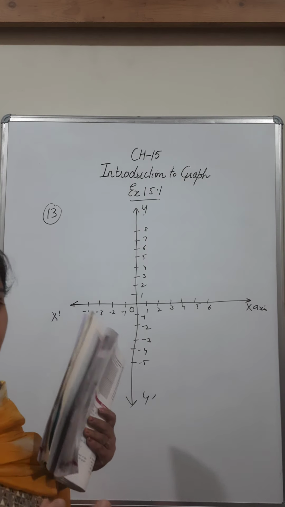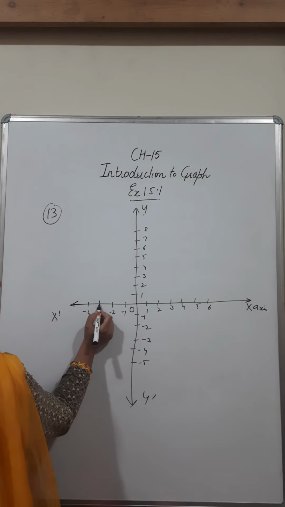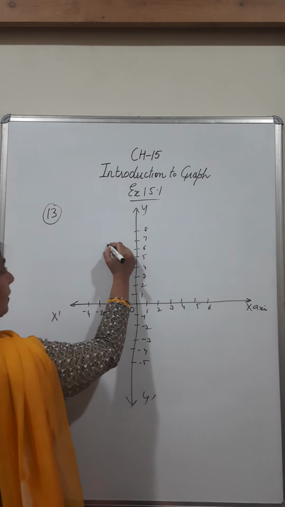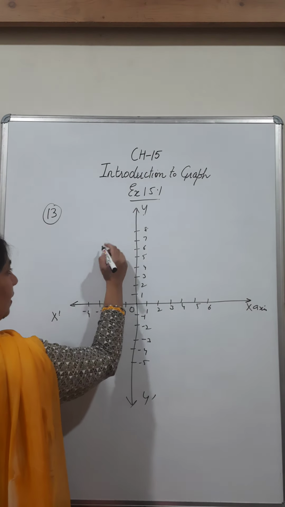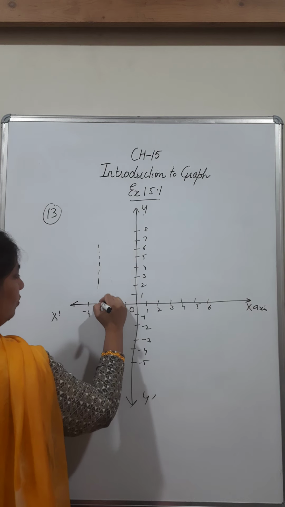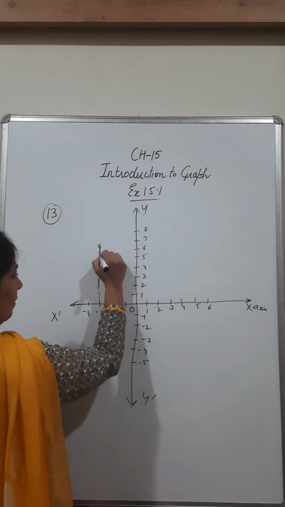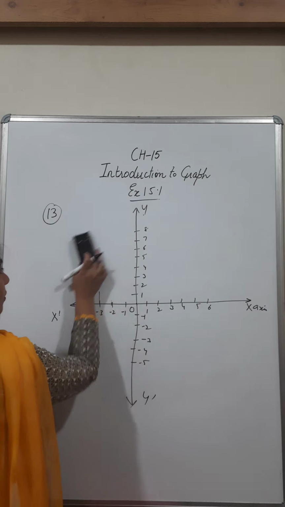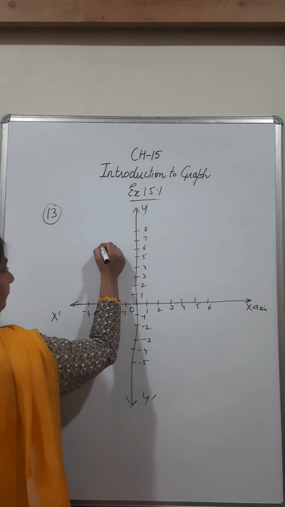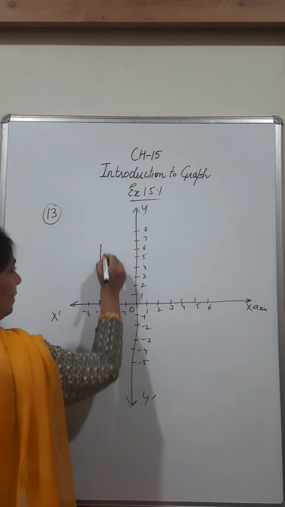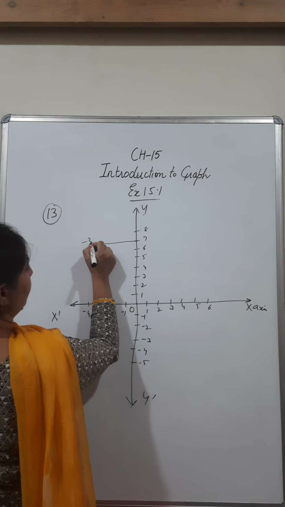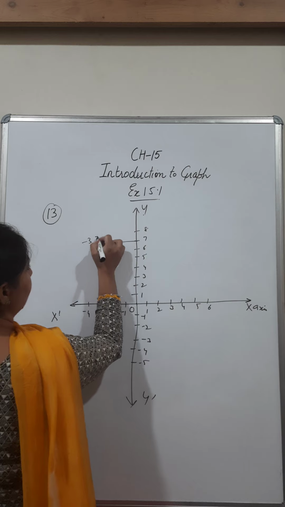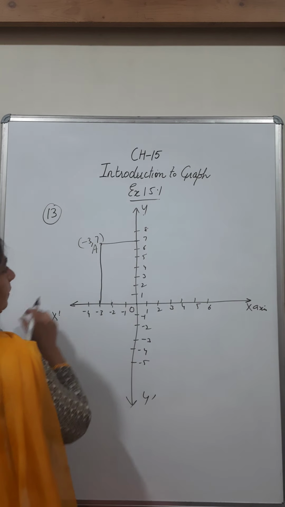So as I told you in the previous sum, -3 is here, beta. Okay. So from -3 you bring a straight line with the help of a scale. Okay. This will be your -3 point. This is your -3 that came with the scale, and this is your 7 that came. So this point is your -3 and 7 point. This point is named A.